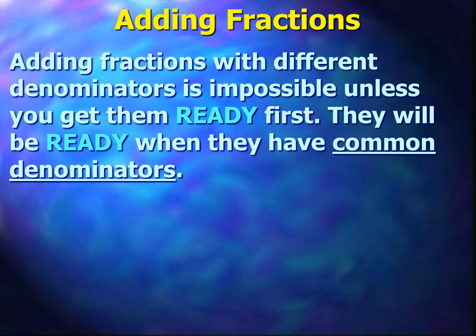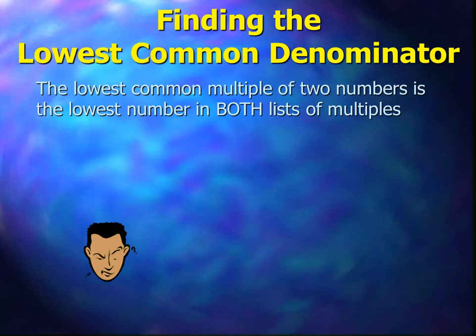Adding fractions with different denominators is impossible unless you get them ready first. They will be ready when they have common denominators. So how do we find a common denominator? Well, the lowest common multiple of both numbers is the lowest number in both lists of multiples. So here we have 1/2 plus 1/3.